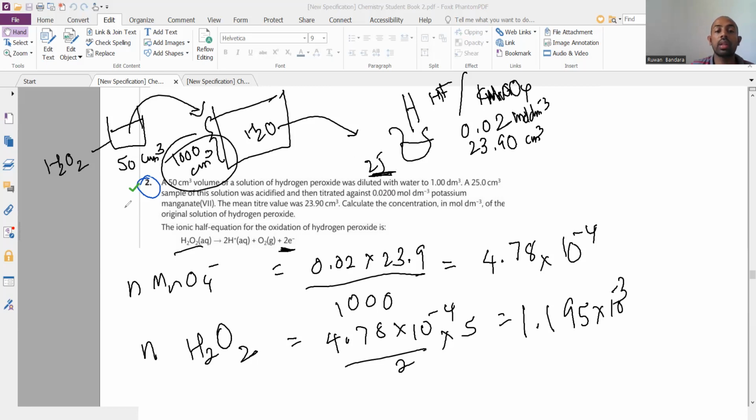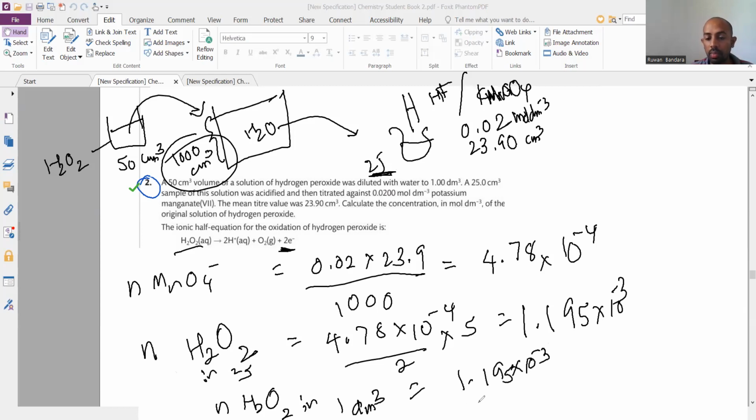Then how much in 1000? So the moles of H2O2 in 1 dm3 is 1.195 into 10 to the power of minus 3 divided by 25 into 1000. So the answer is 0.0478. So we got the moles. Yes, good.